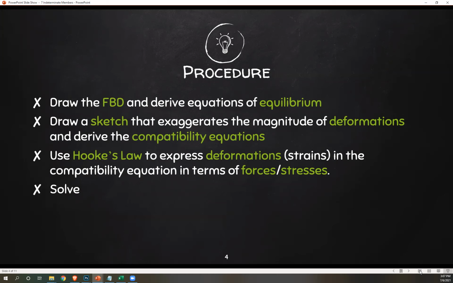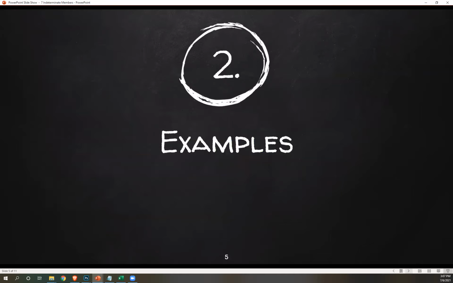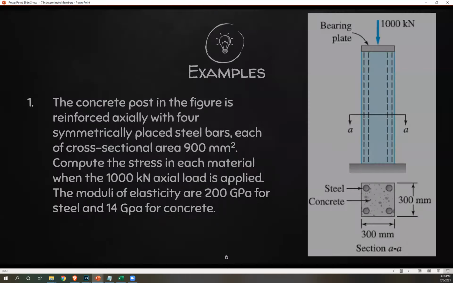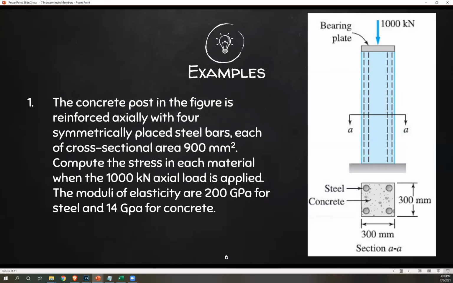Next, use Hooke's law to express deformations or strains. The compatibility equation in terms of forces or stresses depends on what is being asked in the problem. And then lastly, solve. Pretty straightforward. Let's try to have a few examples to better understand concepts. For number 1, I'm going to solve this on my own. You just have to listen, and you can solve along if you want, but I'm not taking recitation yet.